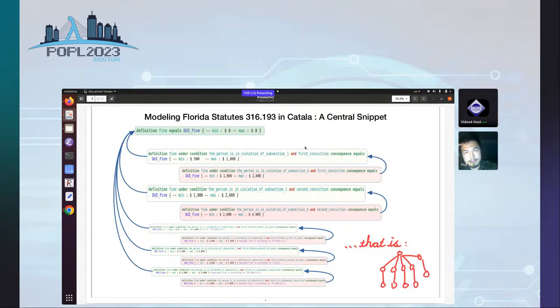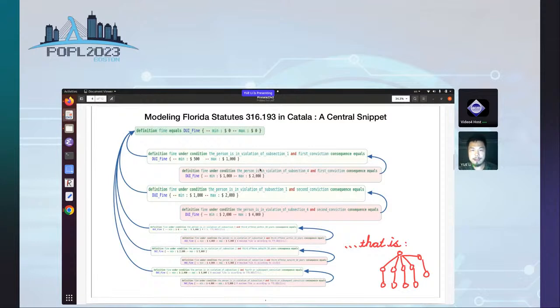So the person is in violation of subsection 1. Subsection 1 says a person commits the offense of driving under the influence if he or she has a blood alcohol level or breath alcohol level of 0.08 or more, or his normal faculties are impaired. But there's a distinction between first conviction, second conviction, third conviction within 10 years of the second one, third conviction outside 10 years of the second one, and fourth or subsequent convictions. So there are 5 different exceptions, and they are mutually exclusive, meaning when one exception holds, it is impossible for the other 4 to hold.